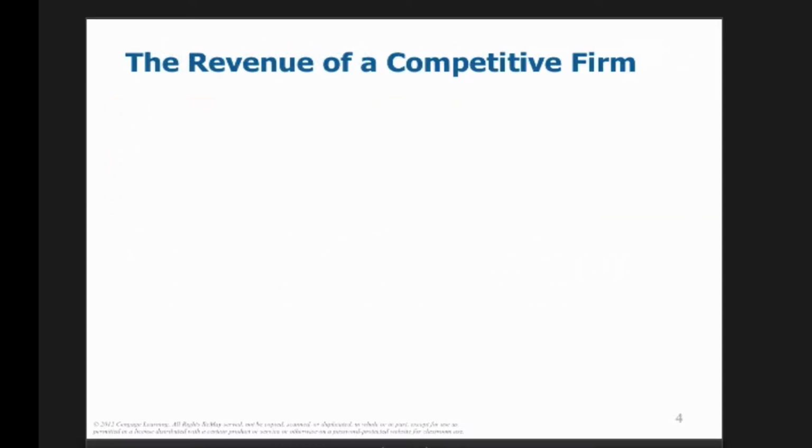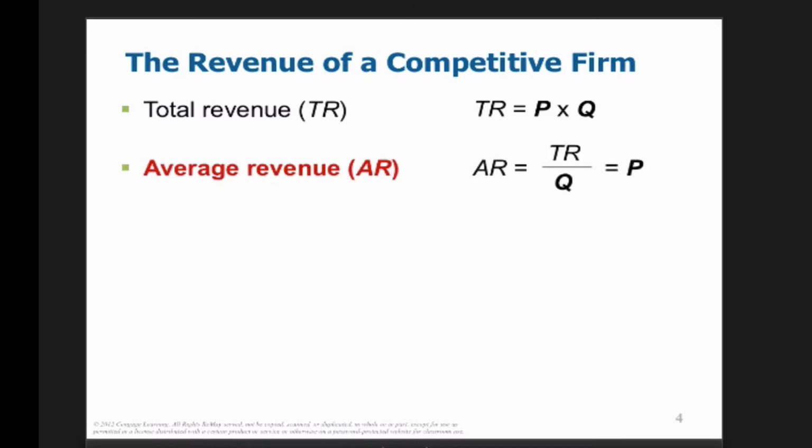Where do competitive firms make their money? Well, we already know total revenue, right? Price times quantity. Ooh, I'm about to math you. Average revenue. Total revenue over quantity gives you price. And price is the same as average revenue. So it's average revenue per item.